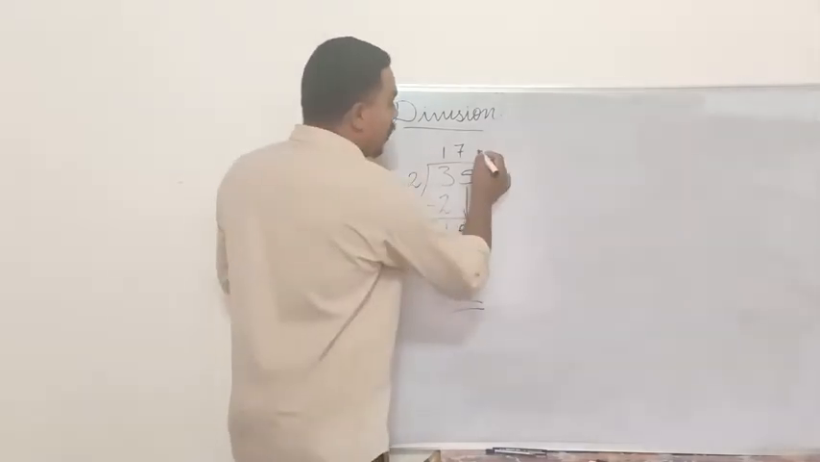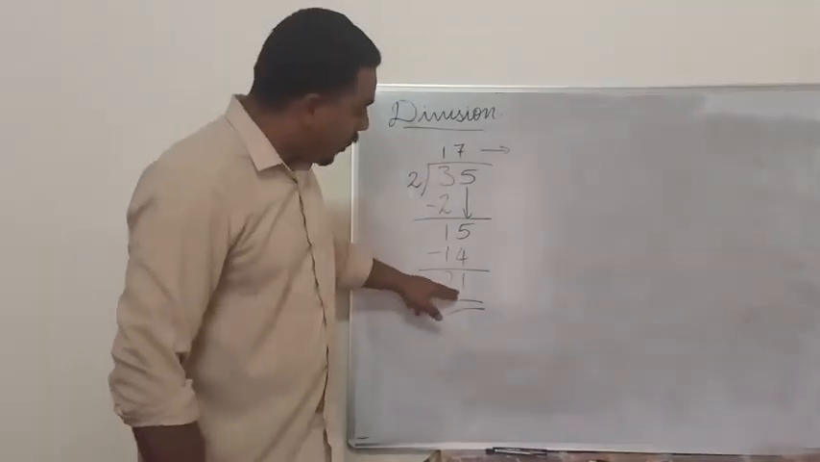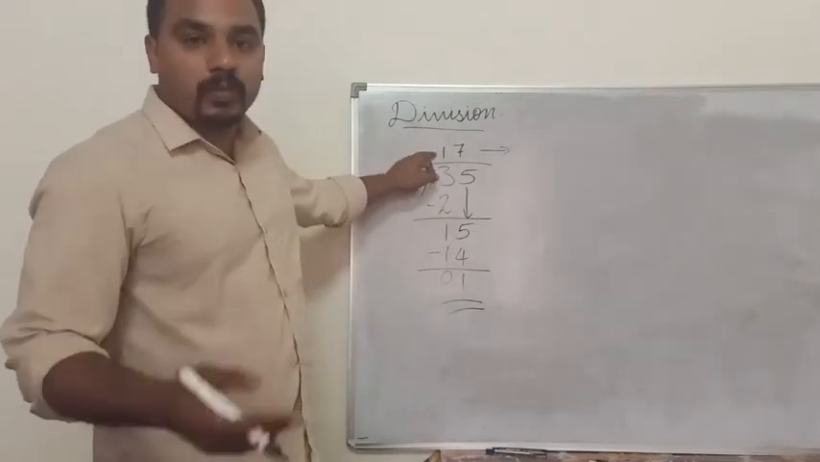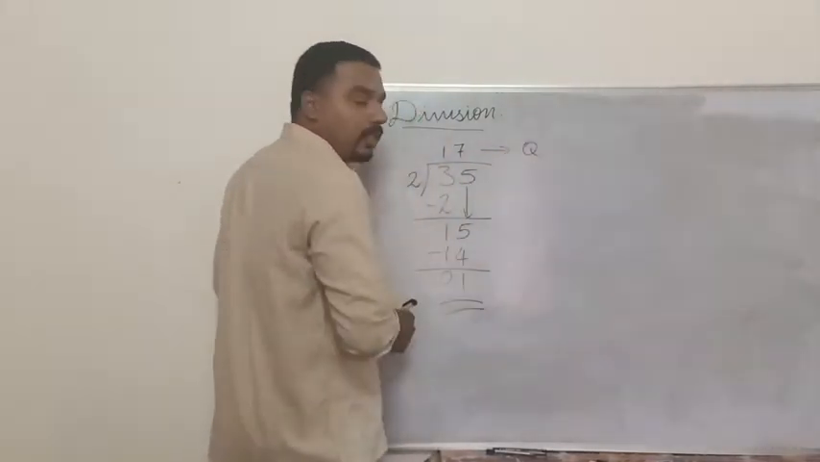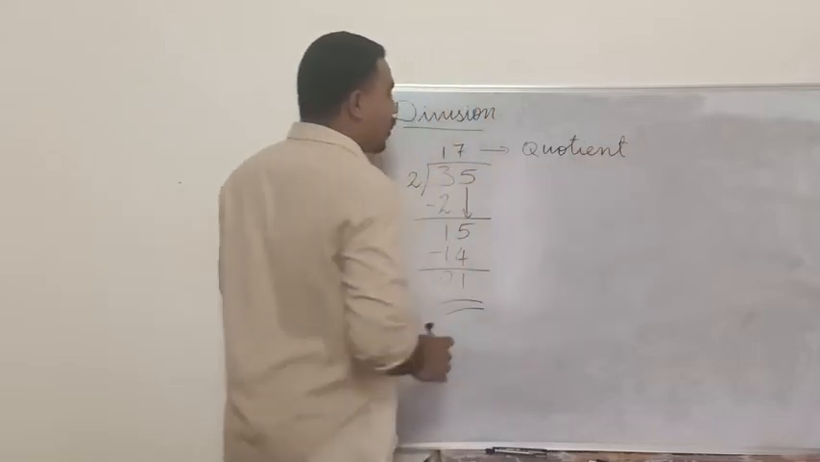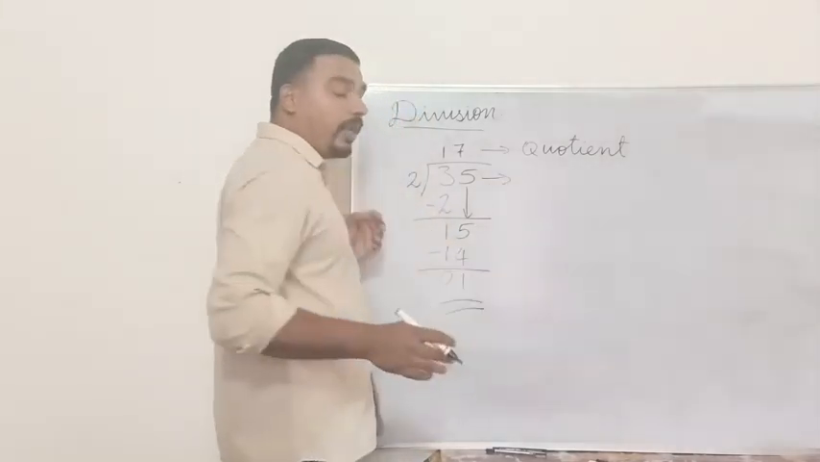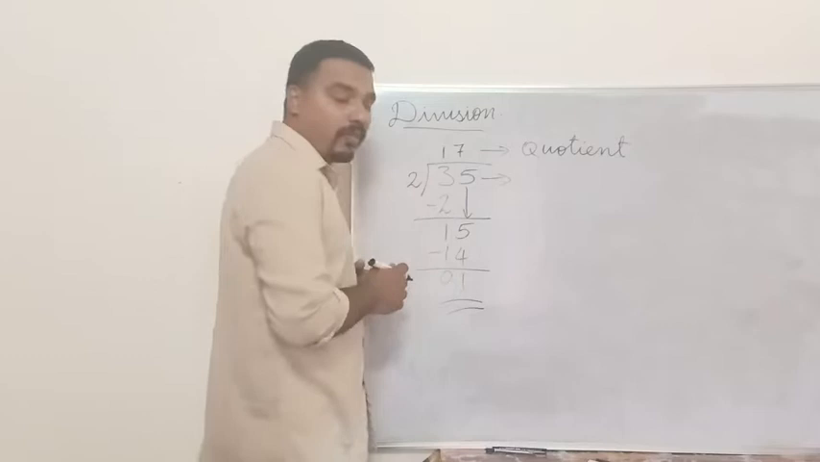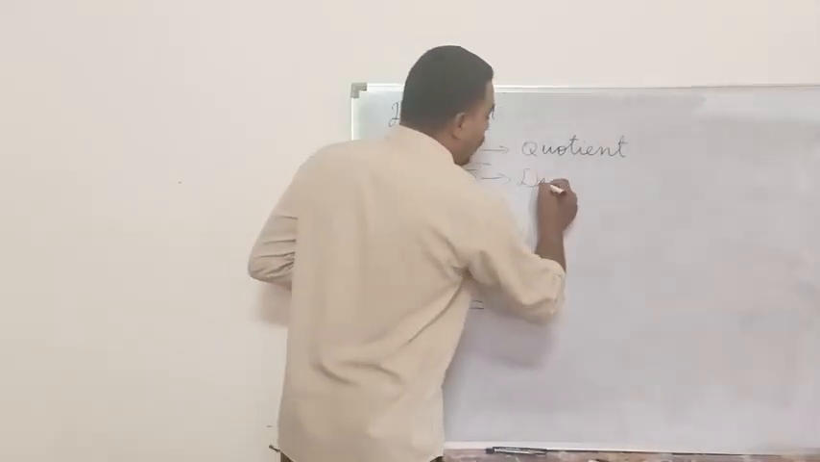Normally in addition, subtraction and multiplication we get the answer at the bottom, but in division it is just the opposite. We get it at the top. The answer of division is called what? Quotient. Which number we need to divide, that number is called the dividend. So 35 is the dividend here. 35 we need to divide.